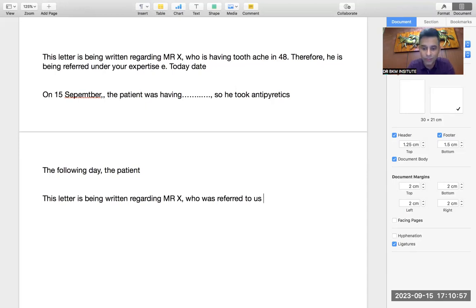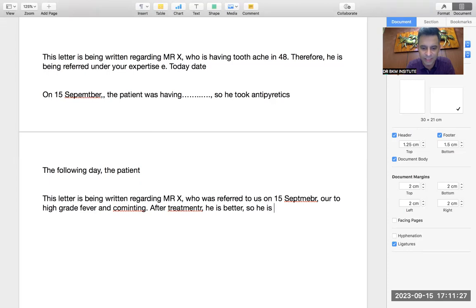Who was referred to us on 15 September due to high grade fever and vomiting, whatever. Suppose this is the letter. So you are telling the GP that this letter is being written regarding Mr. X, who was referred to us on 15 September by you, but you don't have to write by you. Rest situation remains the same. After treatment, he is better. So he is being discharged.